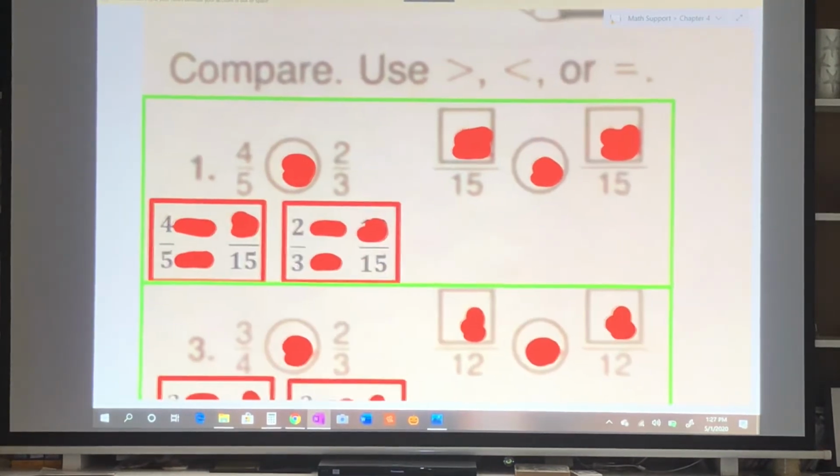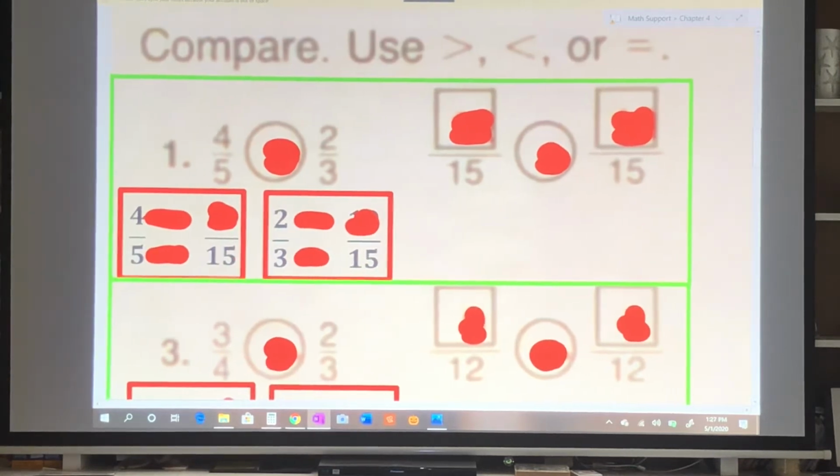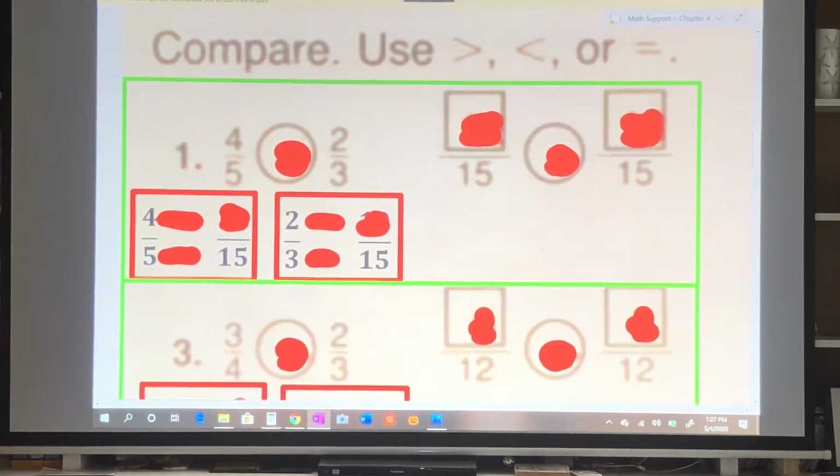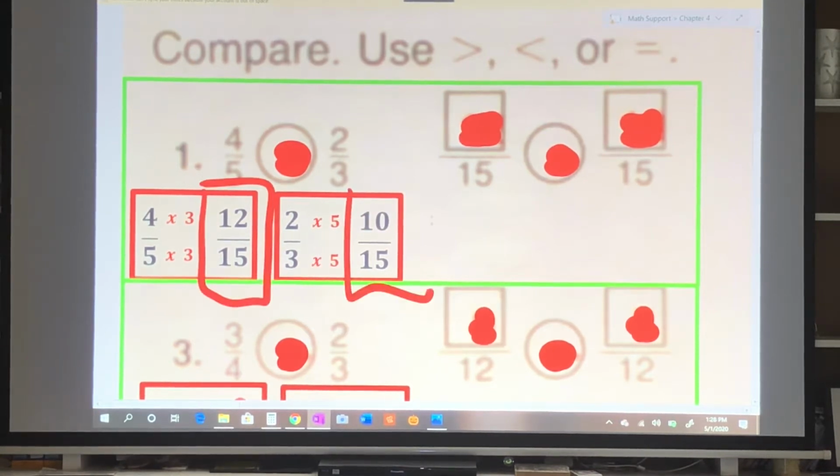Somebody wrote on here, that's wrong. That is silly. All right, we've got 5 and 3. 3 doesn't go into 5. The next one is 10. The next one is 15. Yep, 3 and 5 both go into 15. That's my common denominator. 5 times what is 15? 5 times 3. The top times 3, 12. 3 times what is 15? Times 5. The top times 5, 10. Now you're looking at 12 fifteenths and 10 fifteenths.